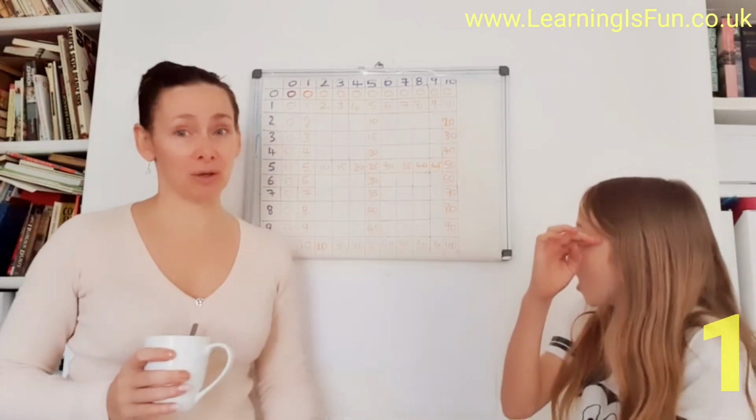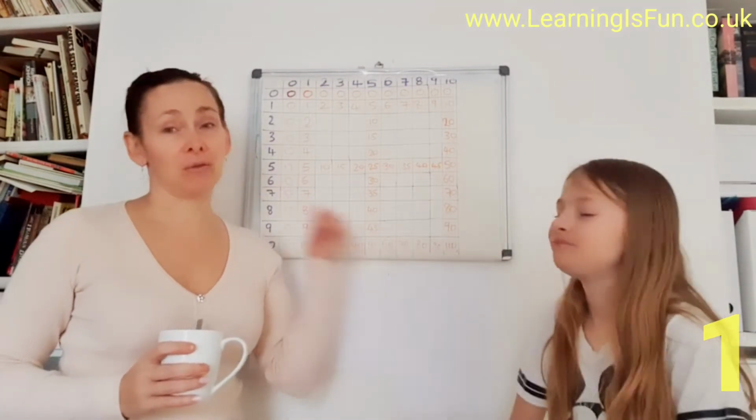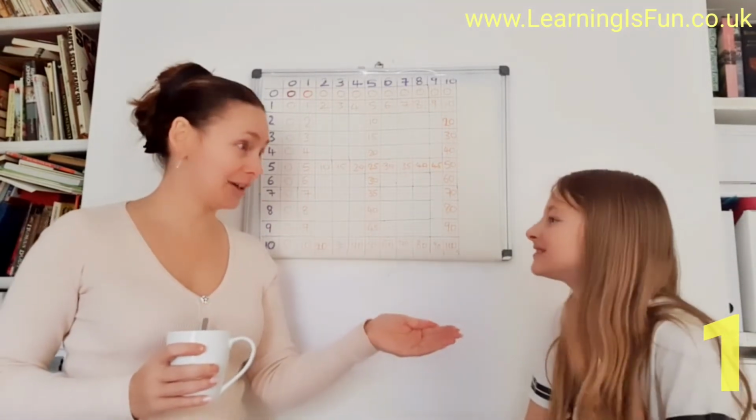So 1 times 2 will be 2. 1 times 5 is 5. 1 times 9, 9.